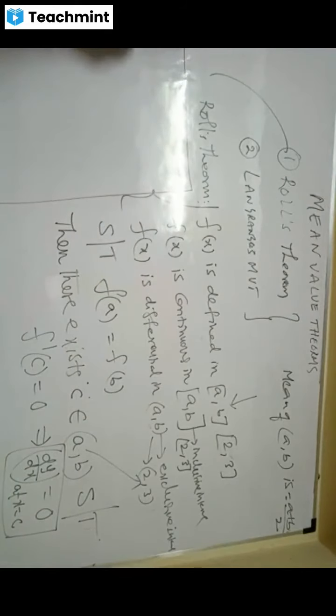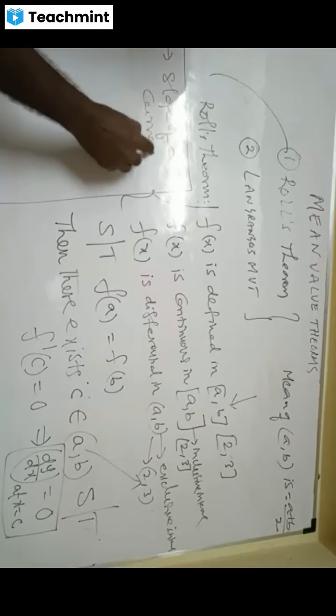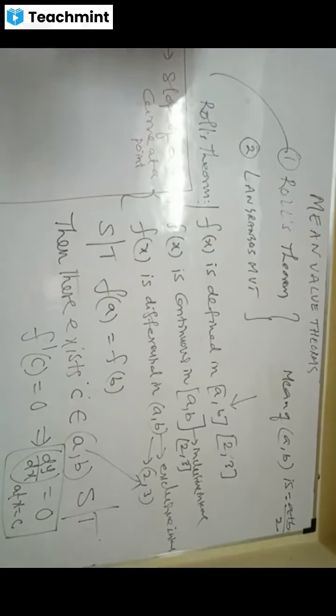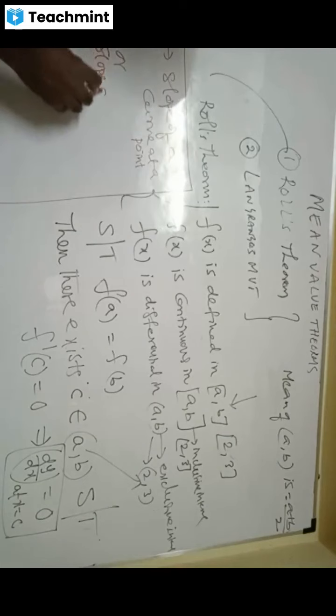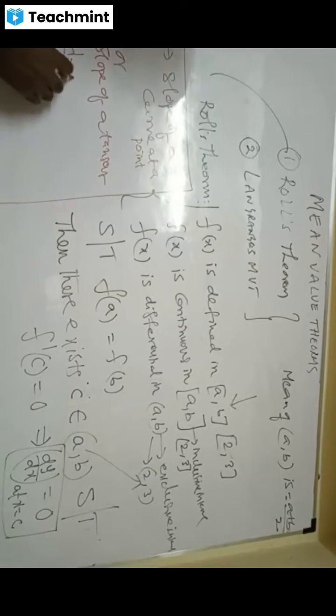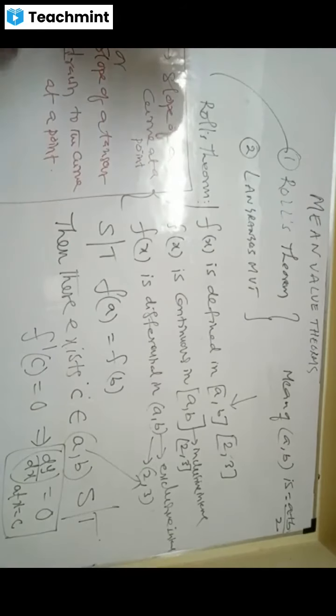dy by dx stands for slope of a curve at a point, or slope of a tangent to the curve at a point. Slope of a curve is nothing but the slope of a tangent drawn to the curve at a point. In a curve, to find the slope directly, by drawing a tangent you can find the slope.